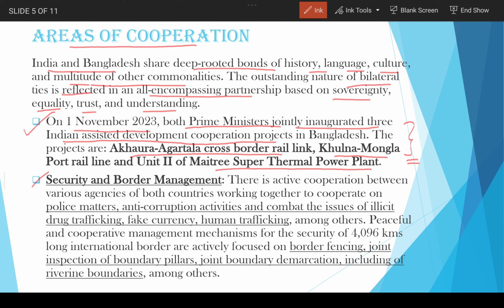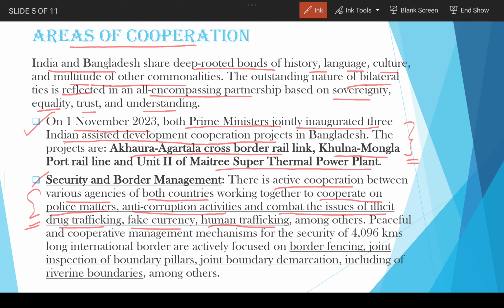Okay, when it comes to security and border management, there has been active cooperation between various agencies of both the countries, working together on police matters, anti-corruption activities, and combating illicit drug trafficking, fake currency, and human trafficking, among others. There has been active cooperation among various agencies on these issues.